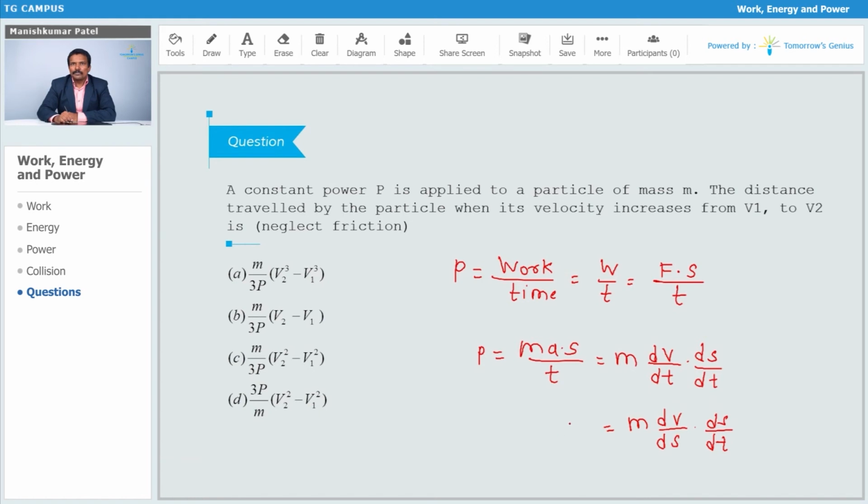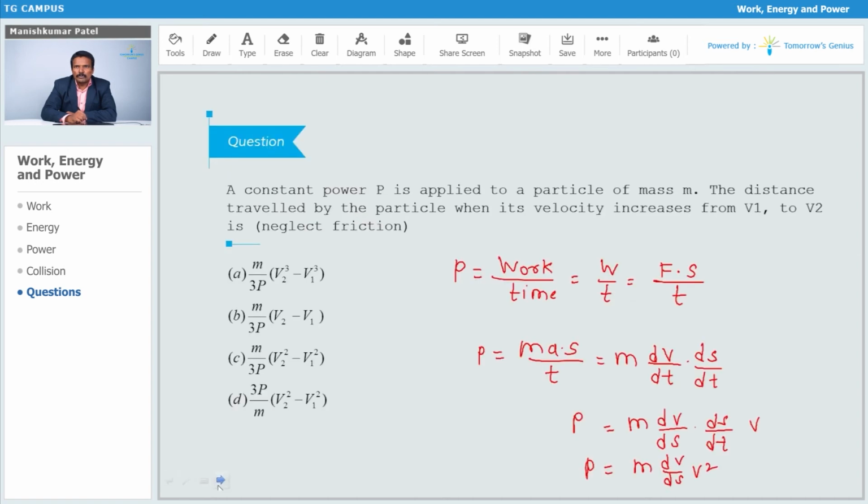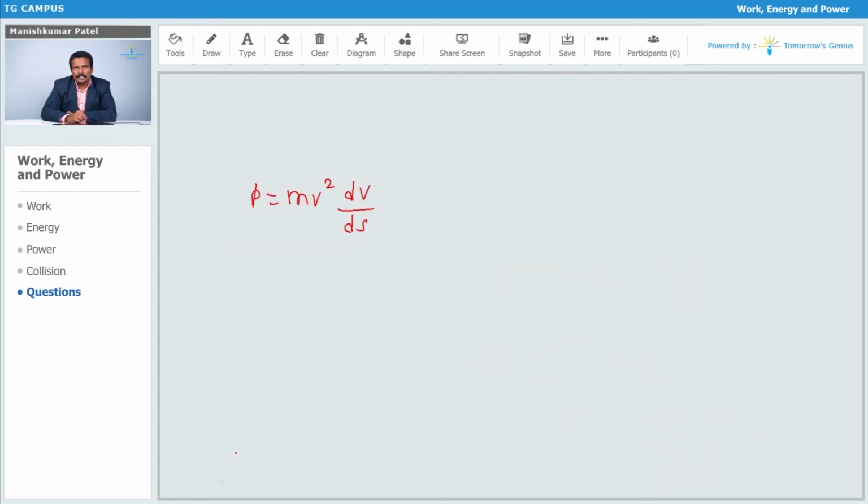So this is what we can say now. This is P equals m, and further dv by dt is dv by ds into ds by dt, and this ds by dt is v. This ds by dt is also v, so this is dv upon ds into v square. So P is equal to m v square dv upon ds over here.